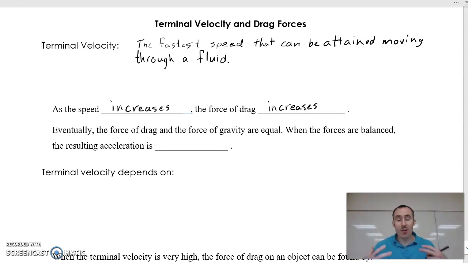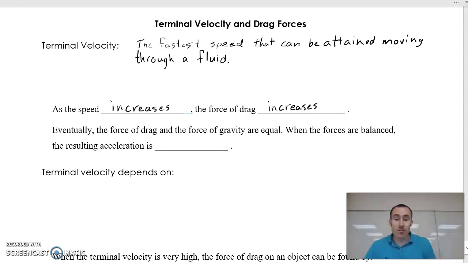The force of gravity on you depends on your mass. And that's all it depends on. The force of drag depends on other things. It depends on your surface area, it depends on the density of the fluid you're moving through, and it depends on your speed. As your speed increases, the force of gravity is not increasing because your mass hasn't changed, but the force of drag is increasing. And so eventually those two things are going to balance each other out.